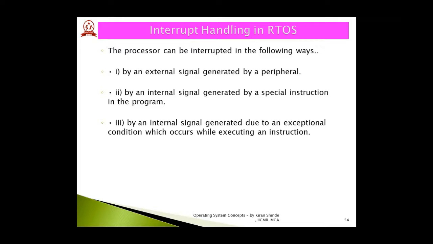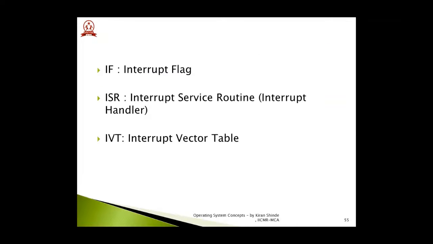So these are the typical scenarios wherein the processor can get interrupted. These are some registers or special flags which are maintained in the system so that the processor and the operating system can understand this particular interrupt scenario: interrupt flag, interrupt service routine, and interrupt vector table. Now, interrupt flag, of course, will be set when there is an interrupt.